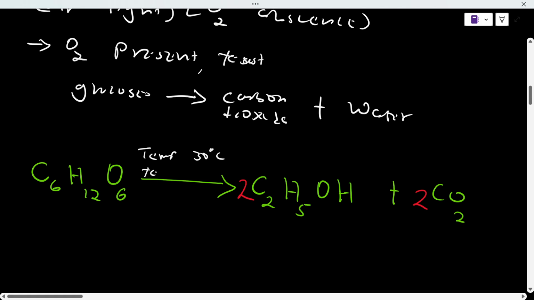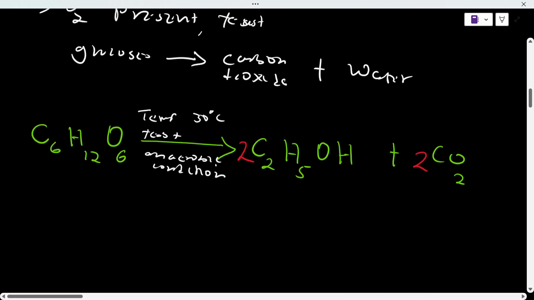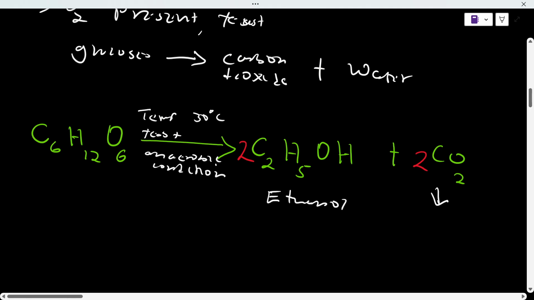We're using yeast enzymes in an aerobic condition for that given reaction to occur. So if the system is set that way, we will have our ethanol at the end of the day, and this is just carbon dioxide. We'll get it from glucose with the help of our yeast.